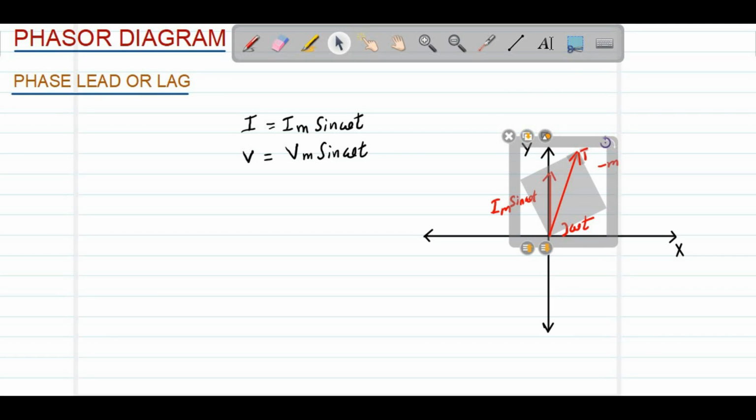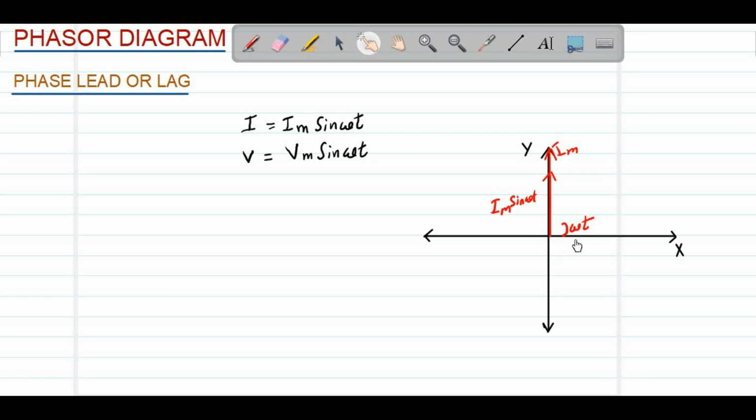And finally, when it rotates 90 degrees from the horizontal position, you can see that in this equation, if you give omega t equal to 90 degrees, sin 90 equals 1. That time the instantaneous value of current I is equal to Im. That is this position. The complete current is on the y-axis, that is the maximum current, at angle 90 degrees.